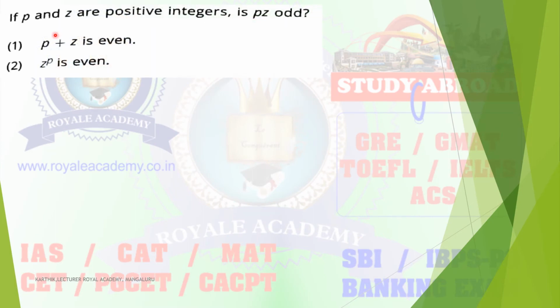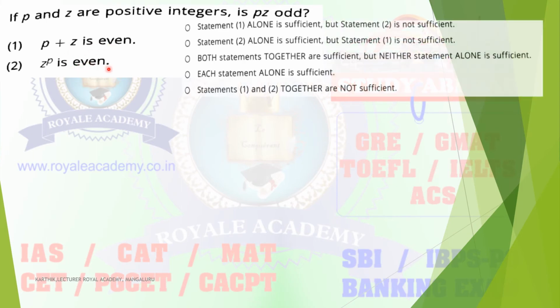Next one: if p and z are positive integers, is pz odd? This is an "is" type of question, which is nothing but a yes or no type of question. The first condition is that p plus z is even, and the second is that z to the power of p is even. The options are the same.